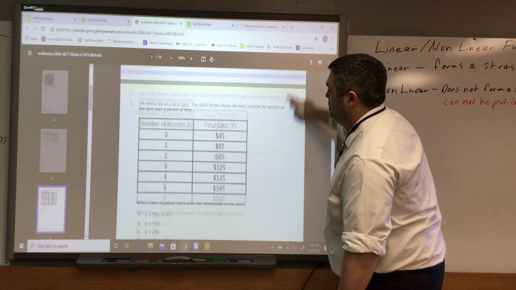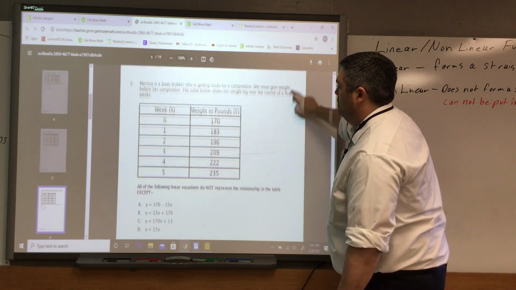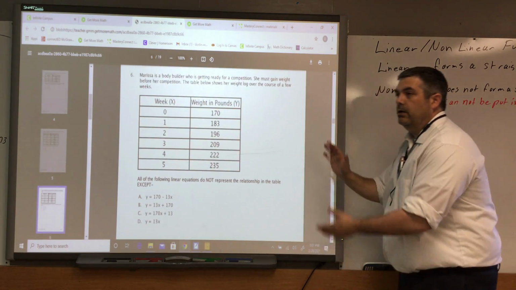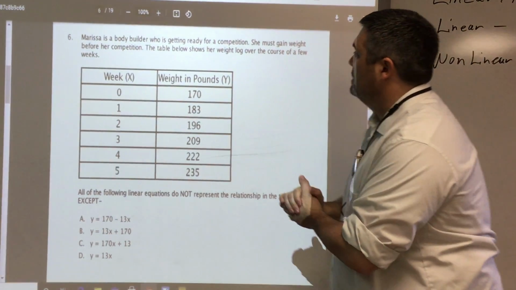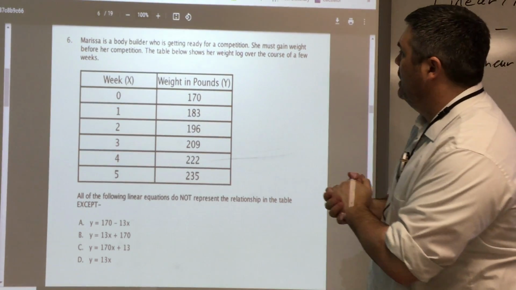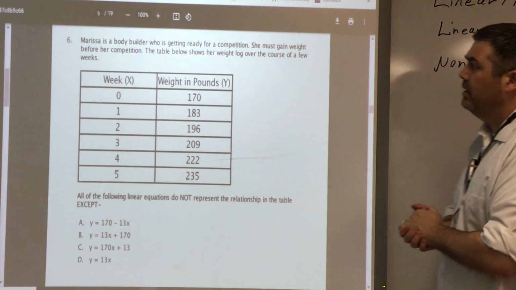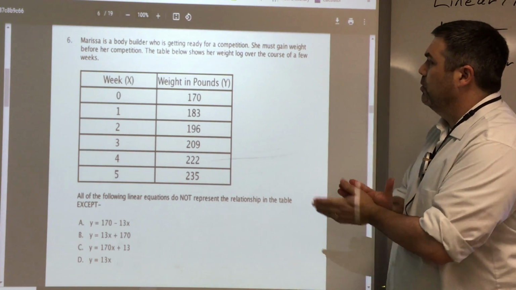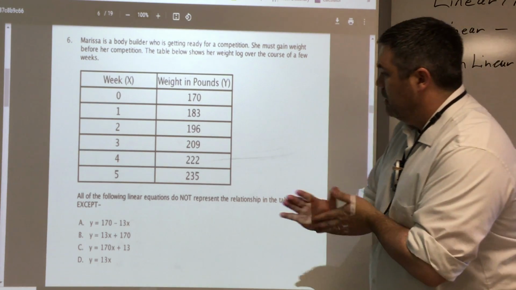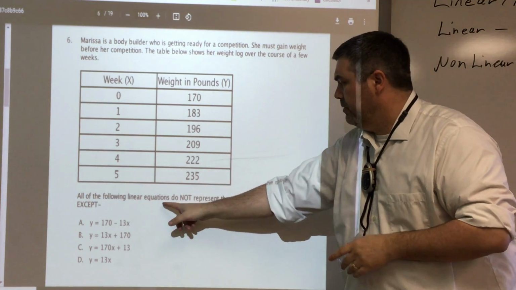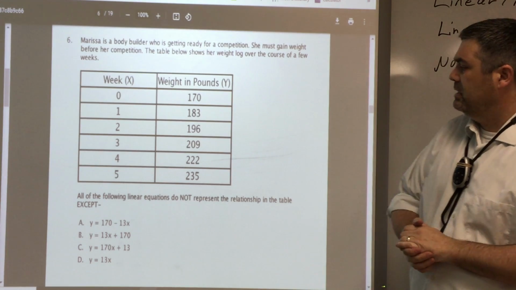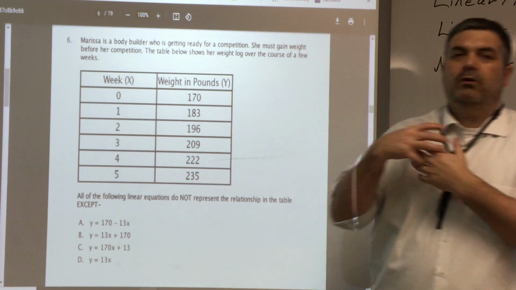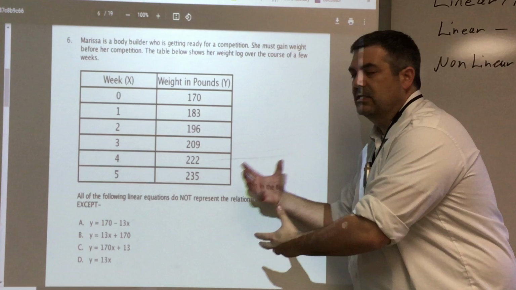Let's jump down here to 6. All right, we got a few more of these. Marissa is a bodybuilder who is getting ready for a competition. She must gain weight before a competition. The table below shows her weight log over the course of a few weeks. All of the following linear equations do not represent the relationship in the table except, again, we're looking for the one that does represent this table.